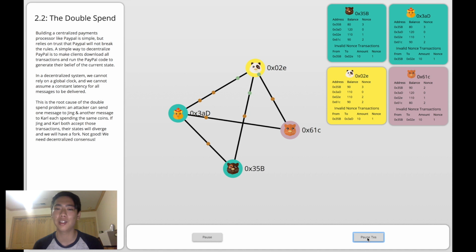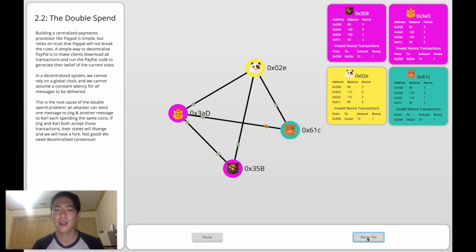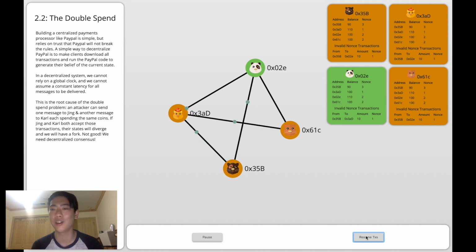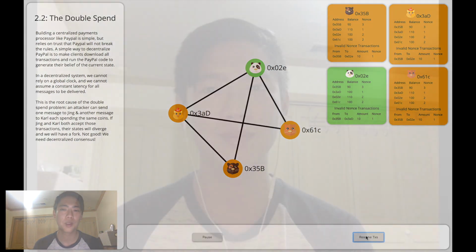So we can run transactions again and let it run for a little bit, and let me pause this. And we can see, again, Jing is never going to agree with Bob, Carl, and Alice on the state of everyone's balances and nonces. So the site is live and open for you to play around with. You can send some transactions, send some double spends, partition the network, and hopefully get a feel for these concepts.